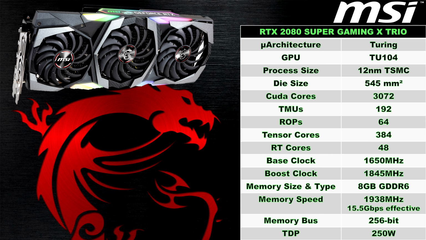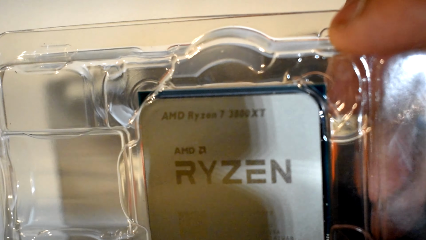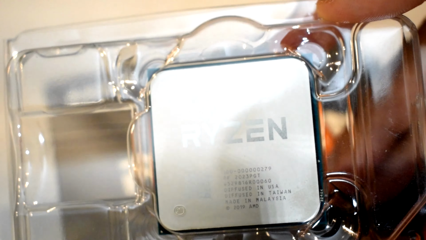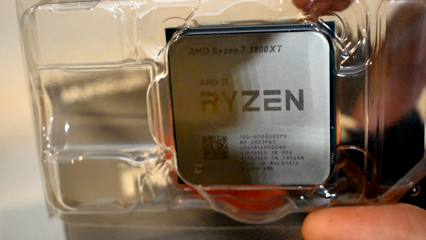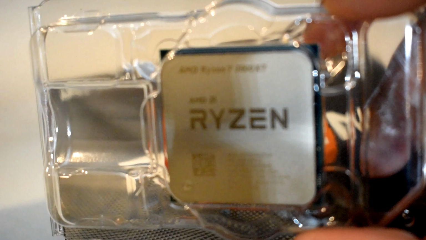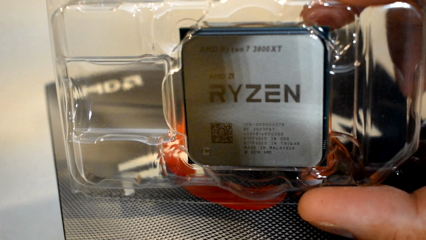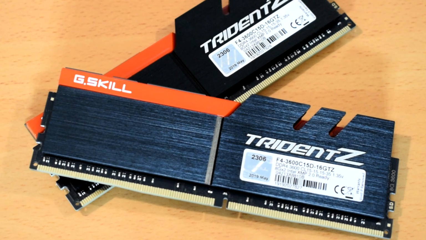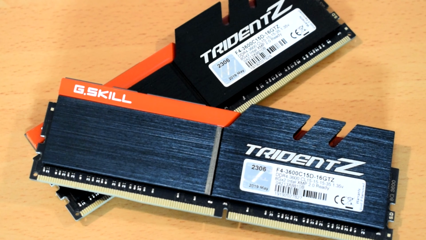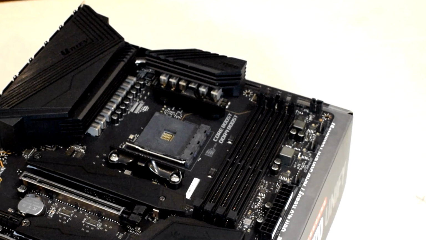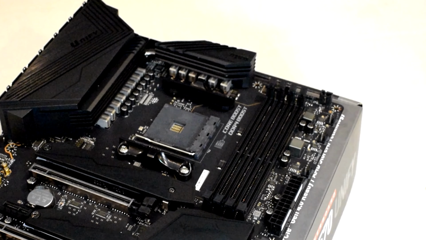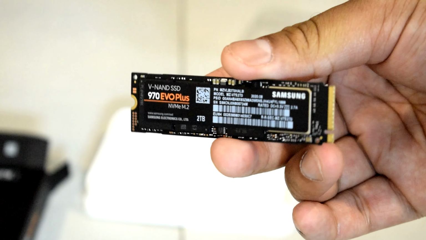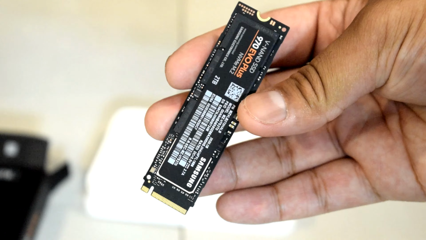Let's move on to the test system specifications that we'll be using to conduct these benchmarks. For the CPU, we've got an AMD Ryzen 7 3800 XT, cooled by a Corsair H115i Pro XT 280mm all-in-one liquid cooler. For the RAM, we've got 16GB of G.Skill Trident-Z memory running at 3600 MHz with CL15 timings. The motherboard is an MSI MEG X570 Unify. For our storage, we've got a 2TB Samsung 970 EVO Plus NVMe SSD.